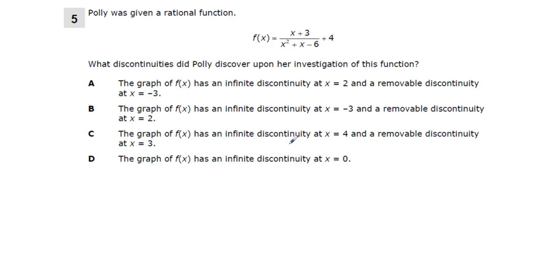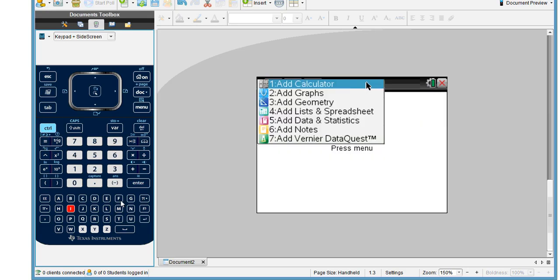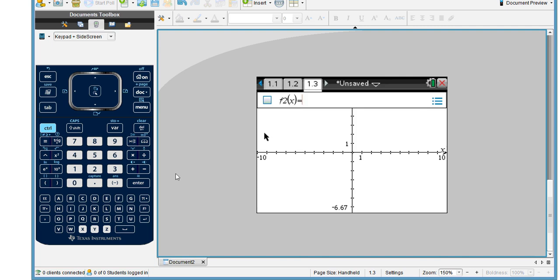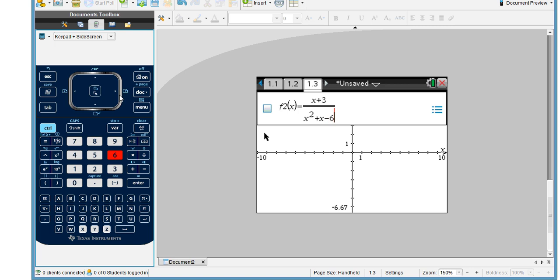5. Polly was given a rational function. What discontinuities did Polly discover upon her investigation of this function? So you have different ways you can do this. One thing you can do is kind of graph by process of elimination. I'm going to graph first just to get that going. So we have quantity x plus 3 over x squared plus x minus 6. And we come to the right here, and we're going to be adding 2.